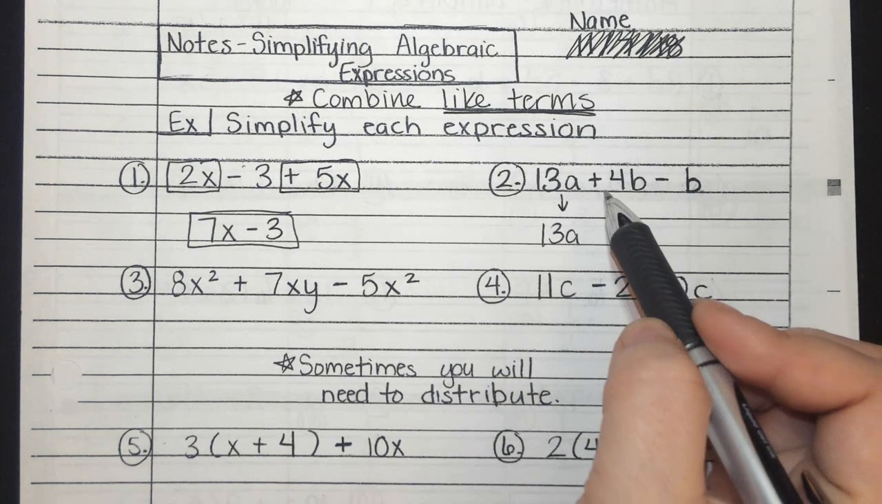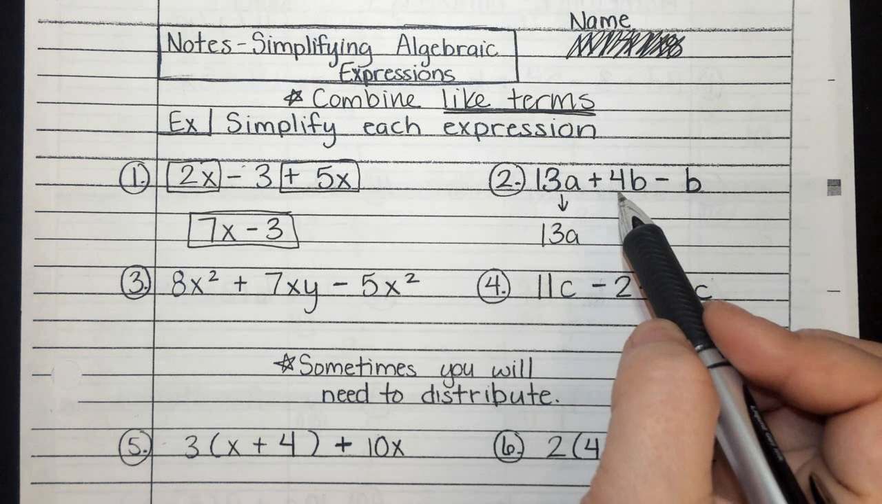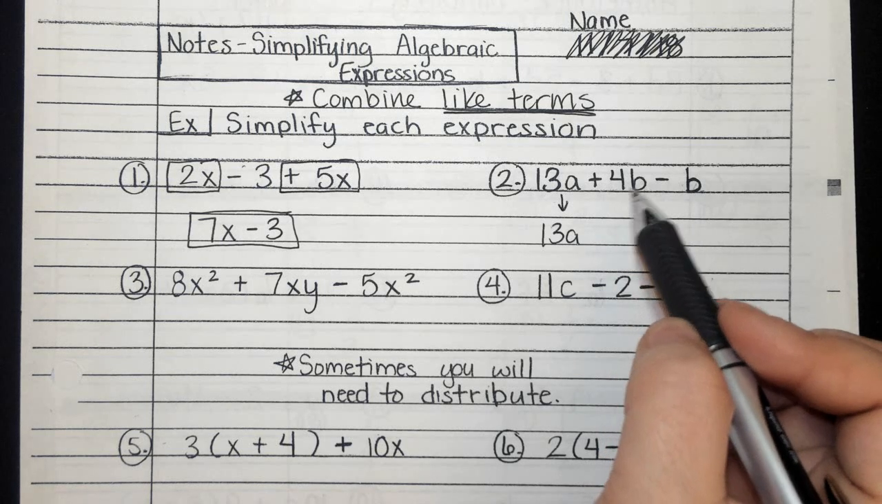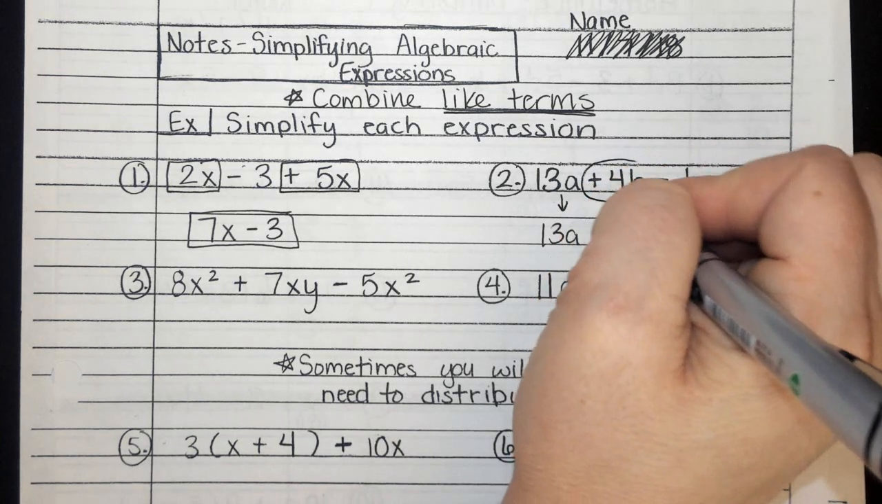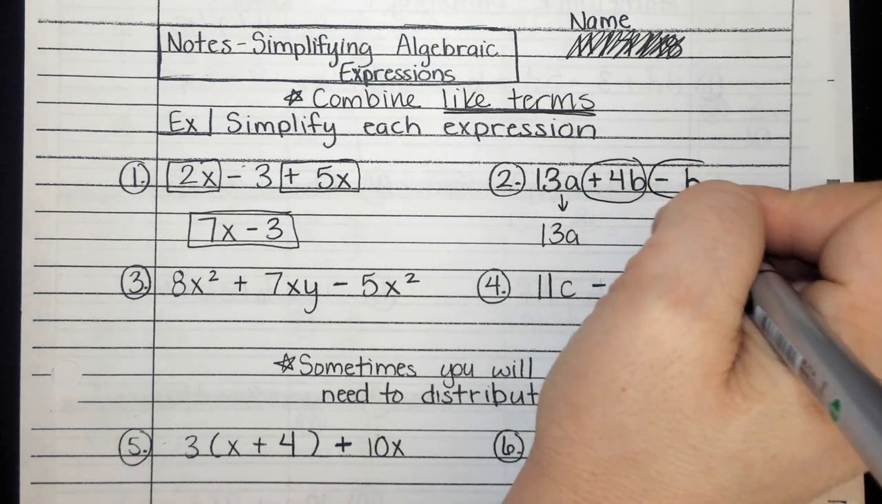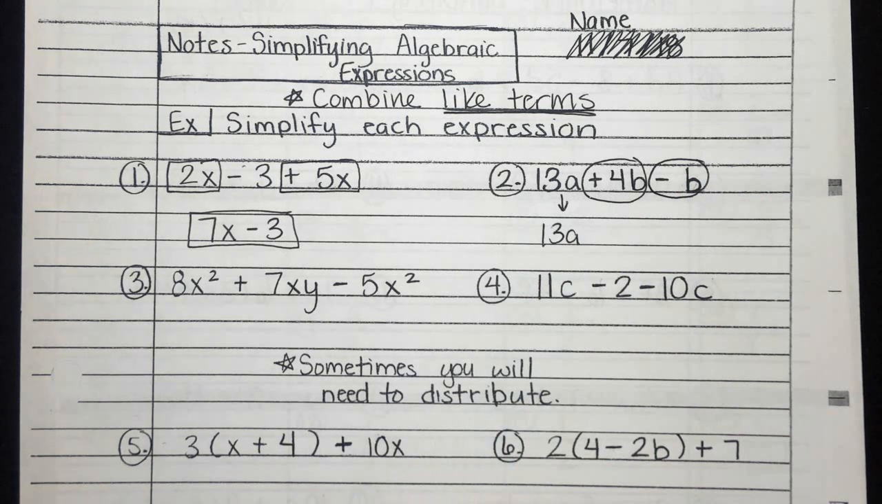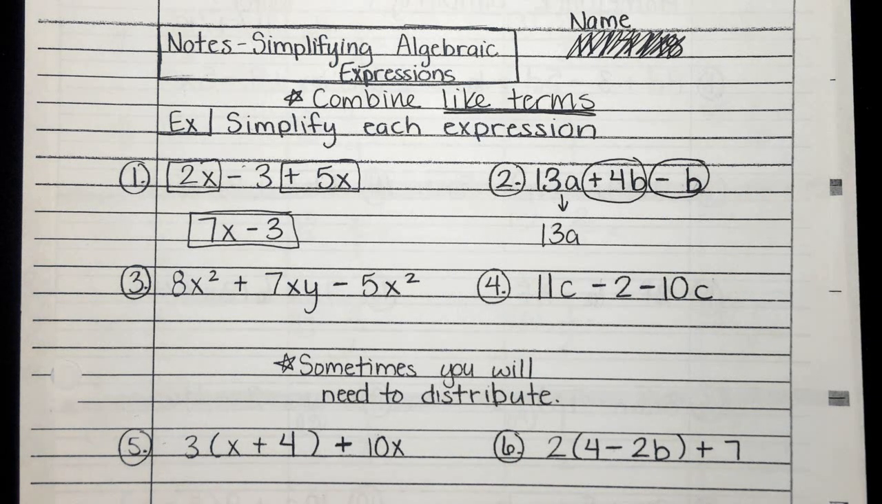All right. The plus 4b, does it have anything that's going to match it? B. Not just b, but minus b. So I'm going to have my plus 4b, and then I'm going to have my minus b. Remember, a plus sign and a positive sign look the same, right? So I'm going to think of that.